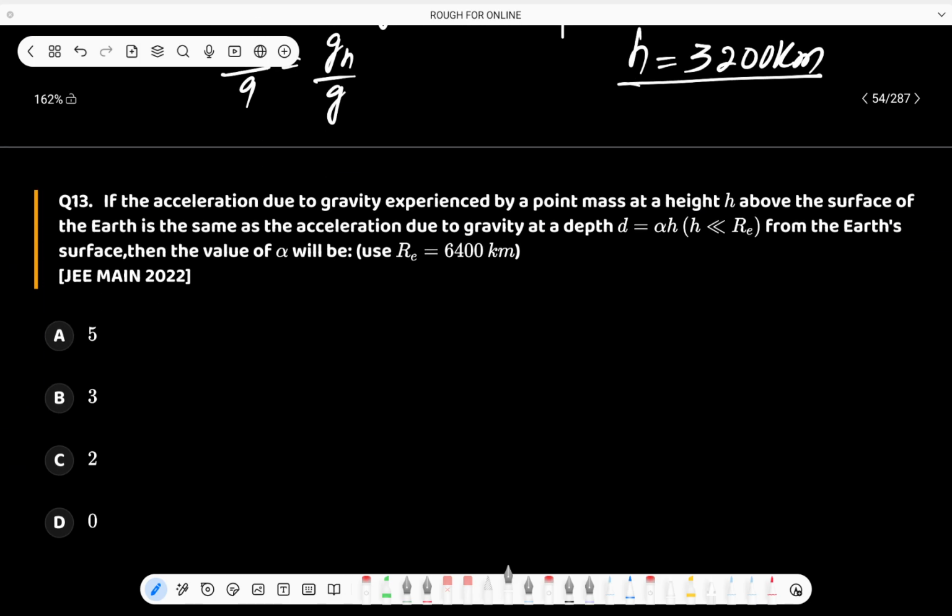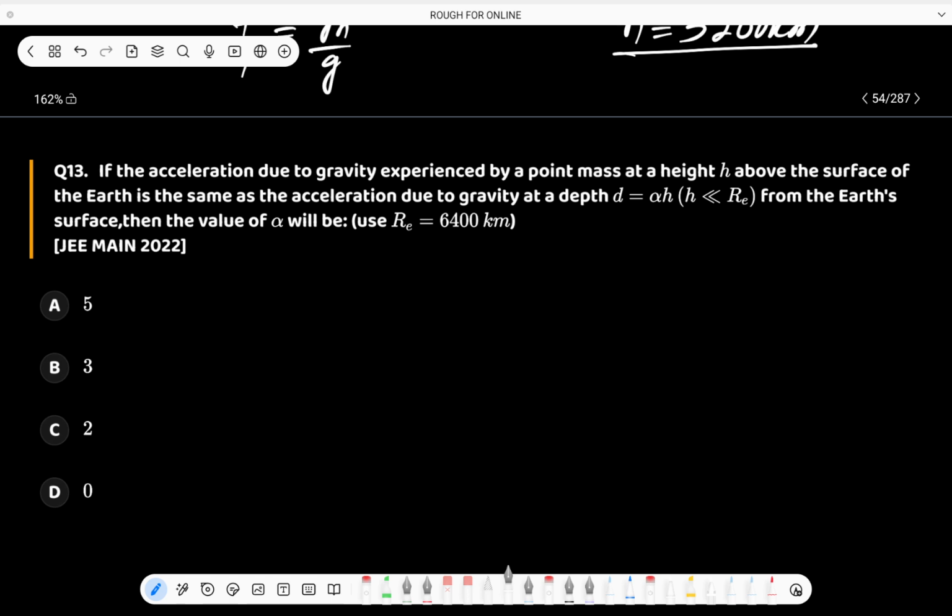Okay, let's switch to another question. The next question was asked in JEE Main 2022. Let's try to solve this question. First of all, look at the question. If the acceleration due to gravity experienced by a point mass at height h above the surface of earth is the same as the acceleration due to gravity at depth d, where d is equal to alpha multiplied by h from the earth's surface, then the value of alpha will be. It is given that h is very small compared to R.